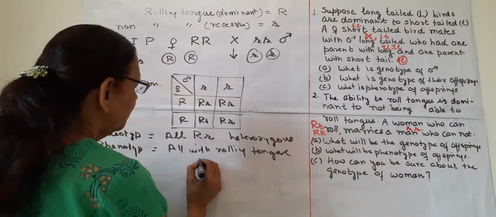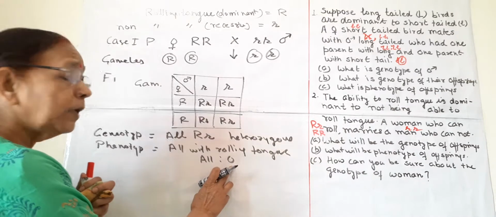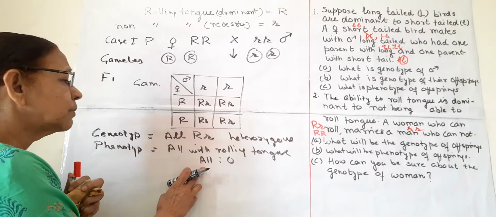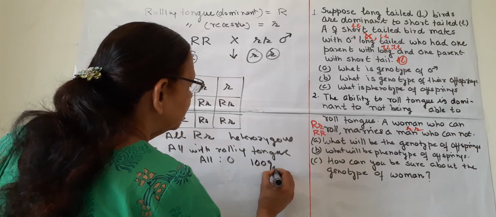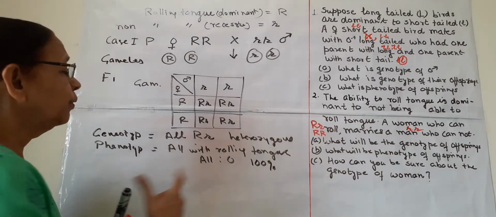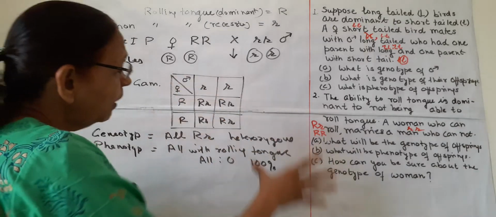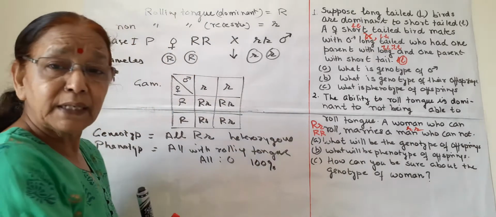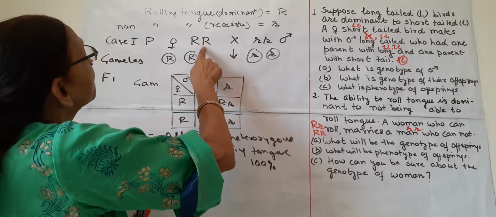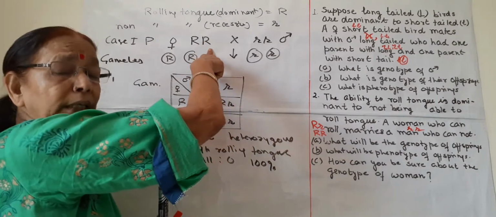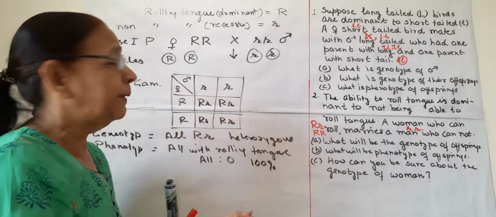And the ratio will be all is to 0. So non-rollers 0, rollers all, or you can write 100%. 100% rollers are there. So this is case 1. If all the offsprings can roll their tongue, then the genotype of this female should be capital R and capital R.